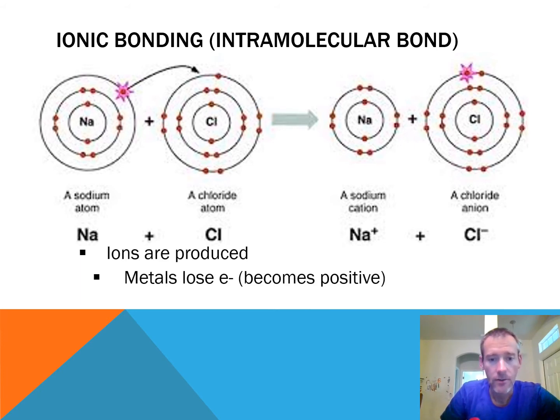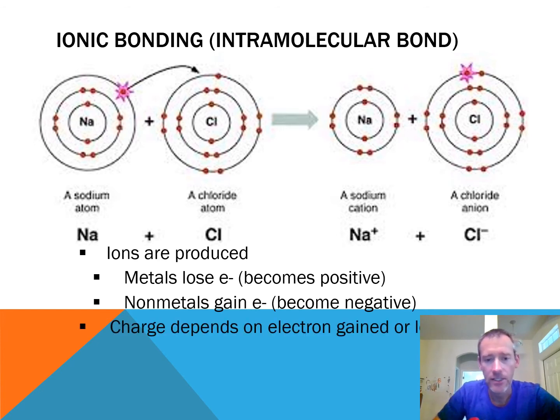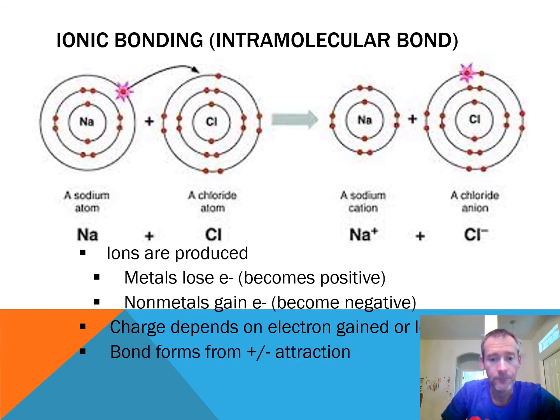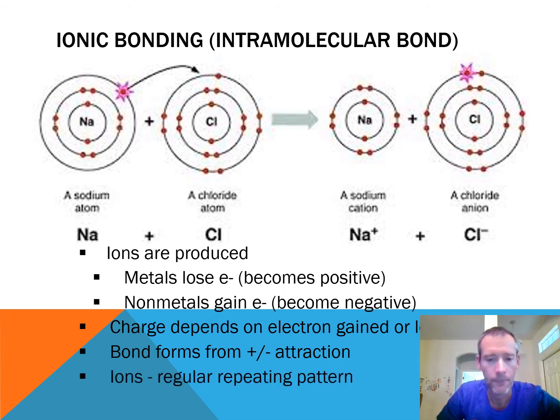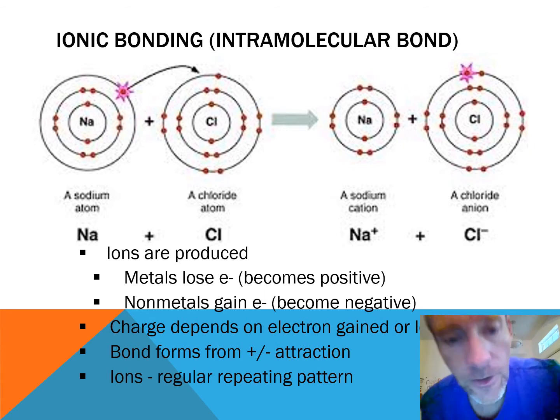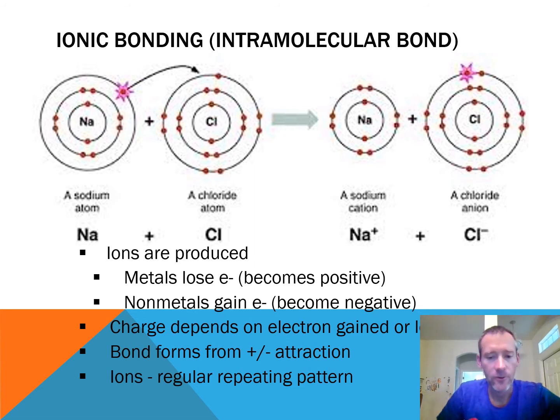Ions are produced: metals lose, nonmetals gain, and charge depends on how many electrons they gain or lose. And then the bond forms between the positive and negative attractive force, electrostatic force. They form crystals. That's why you have salt crystals. Ions form a repeating pattern, and it's a very strong bond. It takes a lot of energy to break.